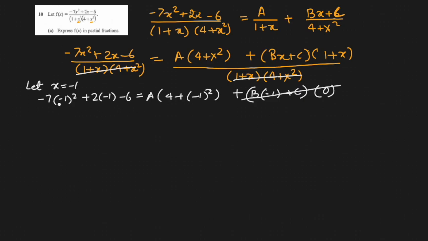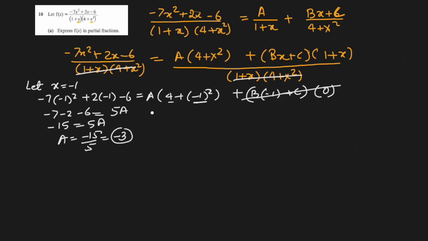So we are left with only this, which is positive 1 times minus 7, 2 times minus 1 is minus 2, minus 6, equal to A times (1 plus 4), 5A. So it is minus 7 minus 2 minus 6, that is minus 15, equal to 5A. So A becomes minus 15 over 5, which is minus 3. Got A. Now for B and C, let's compare constants.